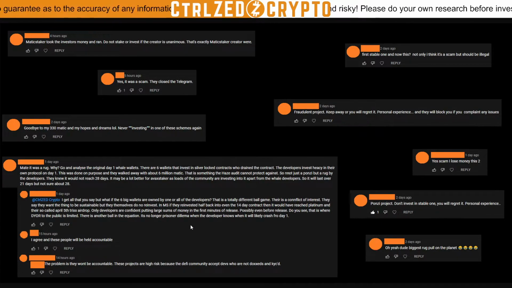So it was a rug. Why? Look at the day one wallets. There are 6 wallets that invested and locked in silver contracts. So you can read that essentially saying that the devs behaved inappropriately and essentially took advantage of their own contract by investing when they knew that it wasn't going to last the full 28 days, and they made money. And the last two just saying, nope, they're not going to be held accountable. This is the nature of DeFi.